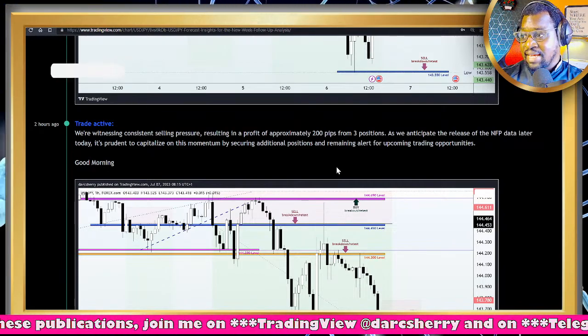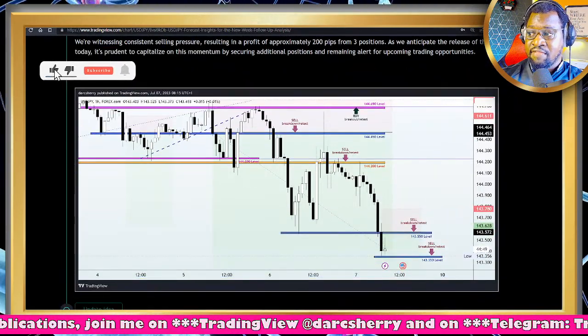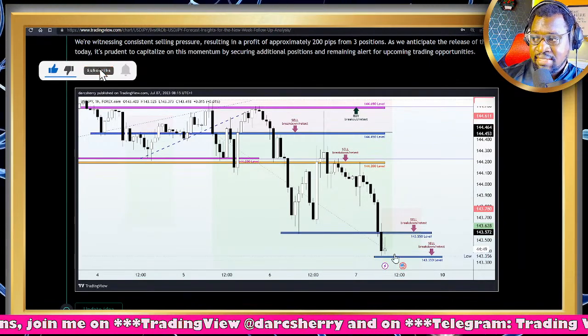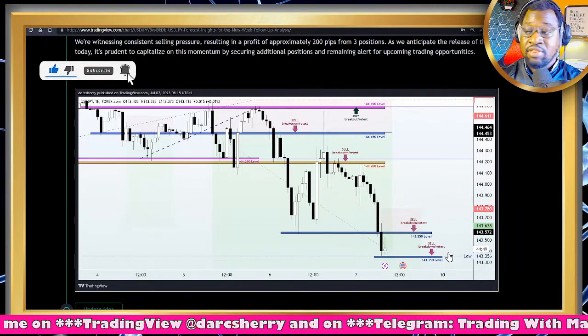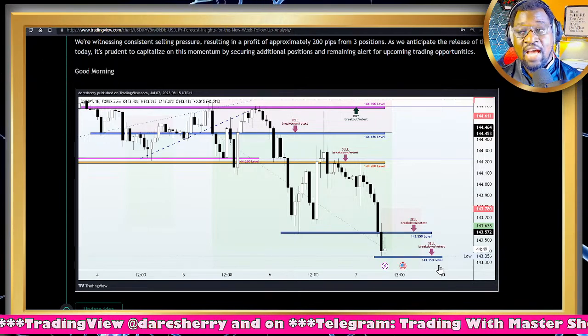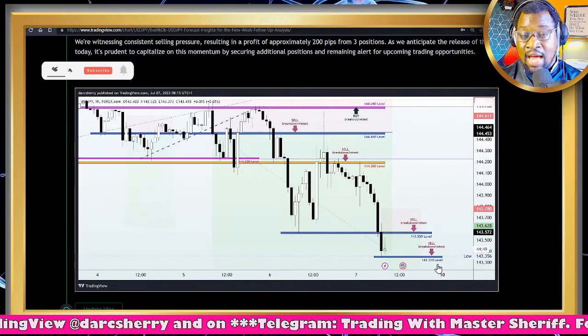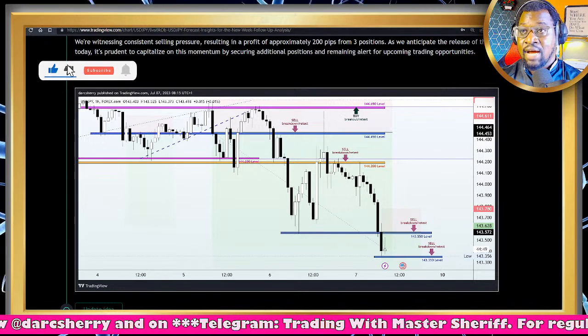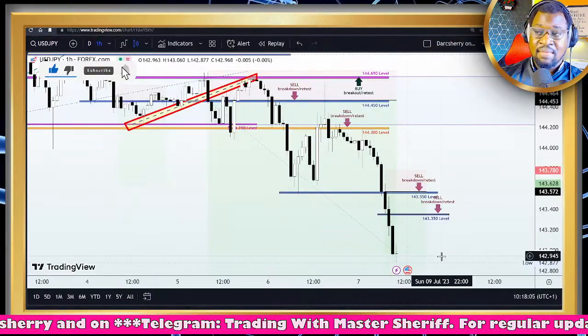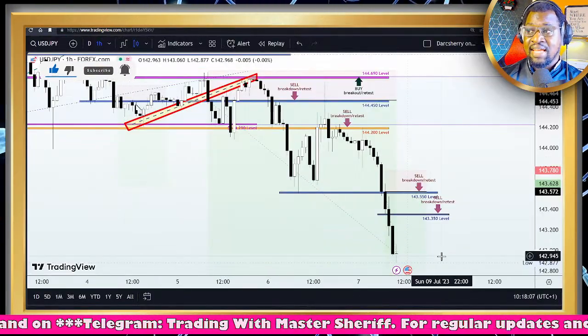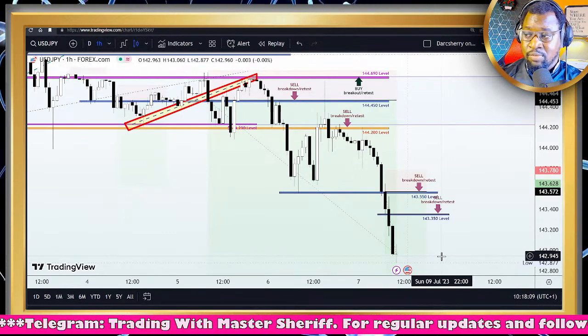So what am I really saying here? So this was the new setup I identified here. So I also identified this level at the 143.350, where I said we are going to be having sell stop order again to capitalize on the bearish move to the downside. And since then we've had about 40 pips running from that level. So it has been quite a very profitable week for us.